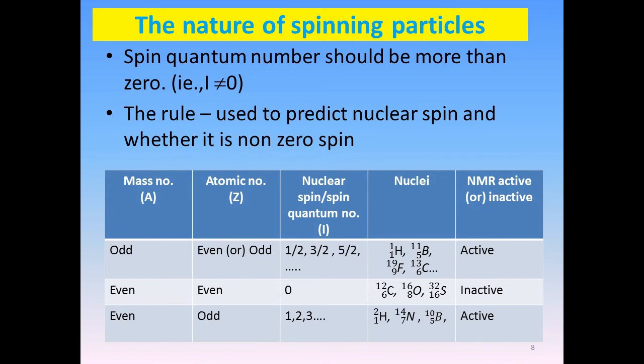And if the mass number is even and the atomic number is even, the nuclear spin is found to be 0, and in this case the nuclei carbon 12, oxygen 16, sulfur 32 are all said to be inactive. If the mass number is even and the atomic number is odd, the nuclear spin will be a whole number: 1, 2, 3. Here the examples are deuterium, nitrogen 14, and the isotope of boron 10, which are all said to be active in NMR spectroscopy.